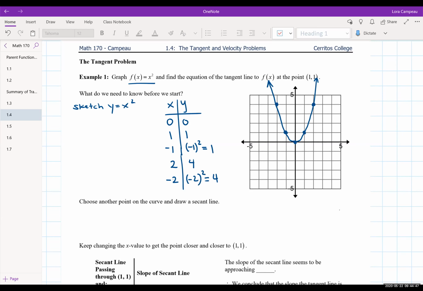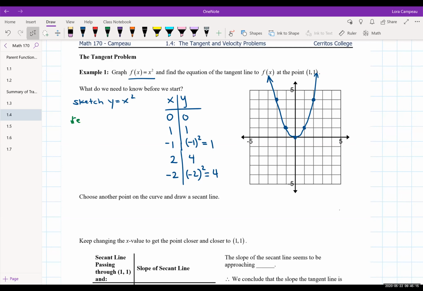Okay, so at least we have the graph. The next thing I want to do is try to understand what I really mean by tangent line. So I kind of have to go back to my definitions. Sometimes that gets confused with the tangent graph from trig, but we want to talk about tangent line. So just a recall. Tangent lines are lines that intersect the graph in only one point.